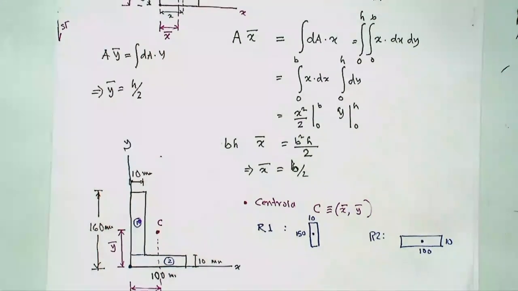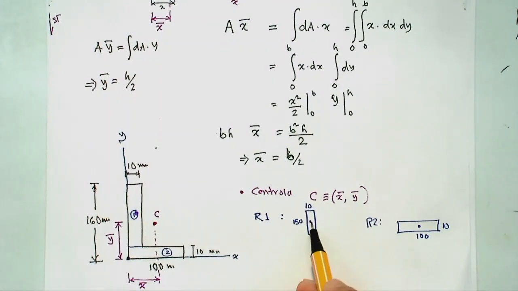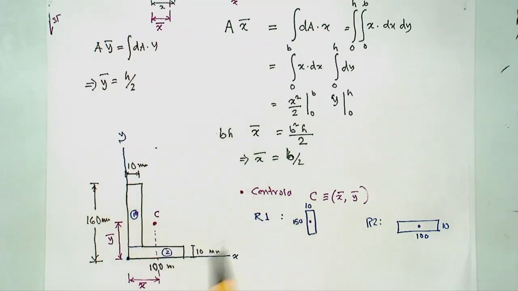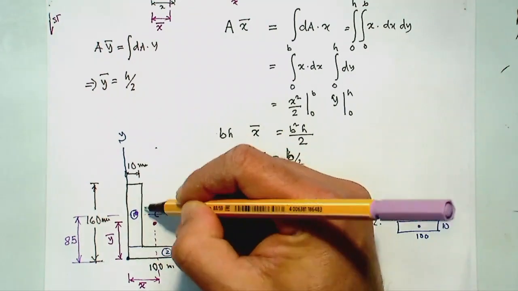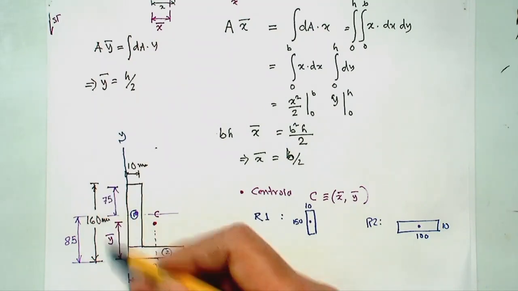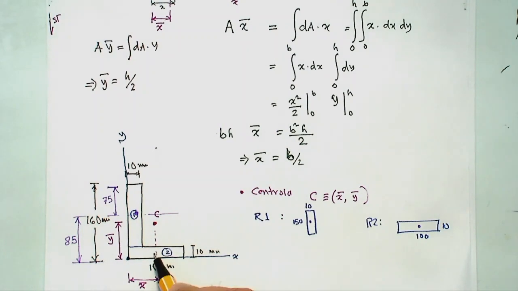So how much is the distance of this centroid from this origin? From the origin, its centroid would be at a distance of half of 150, which is 75, plus 10. So this distance is 85. This distance is 85. Because it is 75 from the top, because 150 is the distance, and then 85 because 10 would be from this side, and this one would be 5 from the bottom.